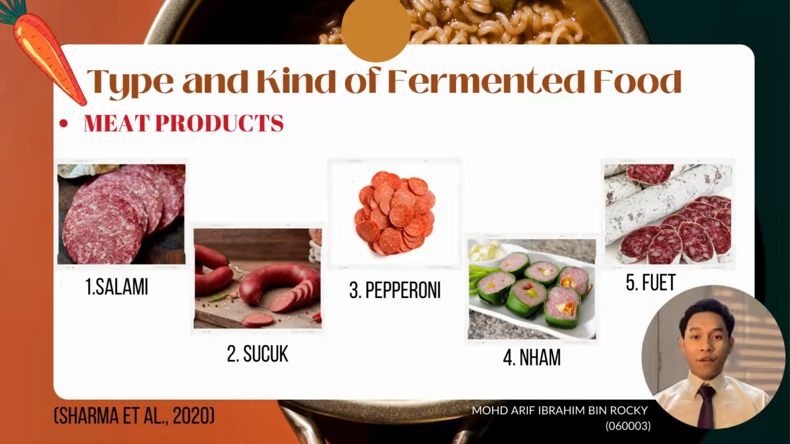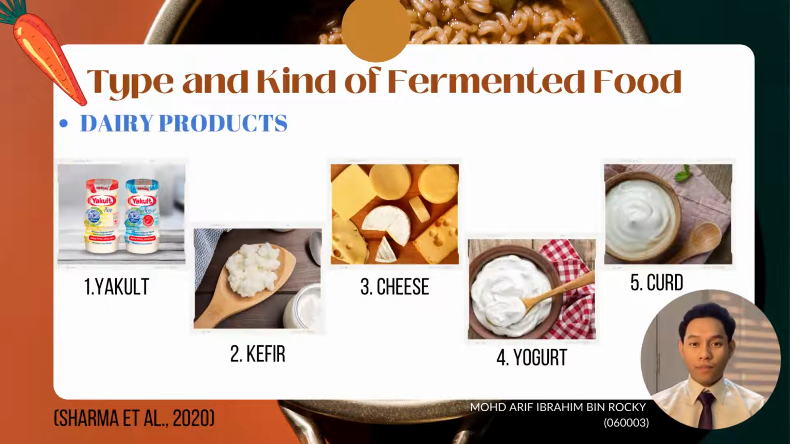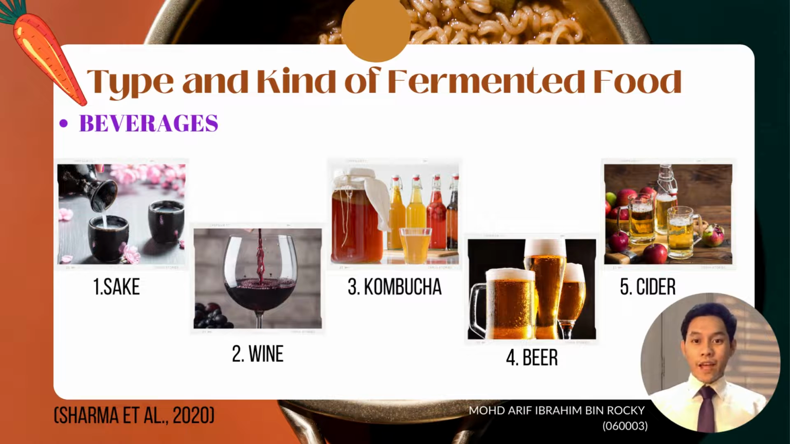The kinds and types of fermented foods would come next. So in this video, we will discuss 4 categories of fermented foods, which include meat products, dairy goods, drinks, and vegetable items. The first category consists of meat items including salami, sucuk, pepperoni, nem, and also fuet. Then come dairy goods. Yakult, kefir, cheese, yogurt, and curd are a few examples. The third type is beverages. Beer, cider, kombucha, sake, and wine are a few examples of fermented drinks.